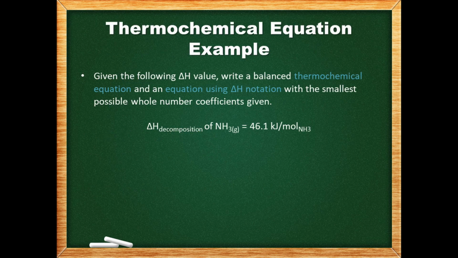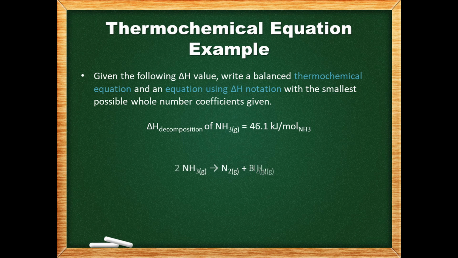Let's now do an example. Here we are given an enthalpy change value which corresponds to the decomposition of ammonia. We need to write a balanced thermochemical equation and an equation using delta H notation. When ammonia decomposes, it will become nitrogen and hydrogen. Nitrogen and hydrogen both exist as diatomic molecules.